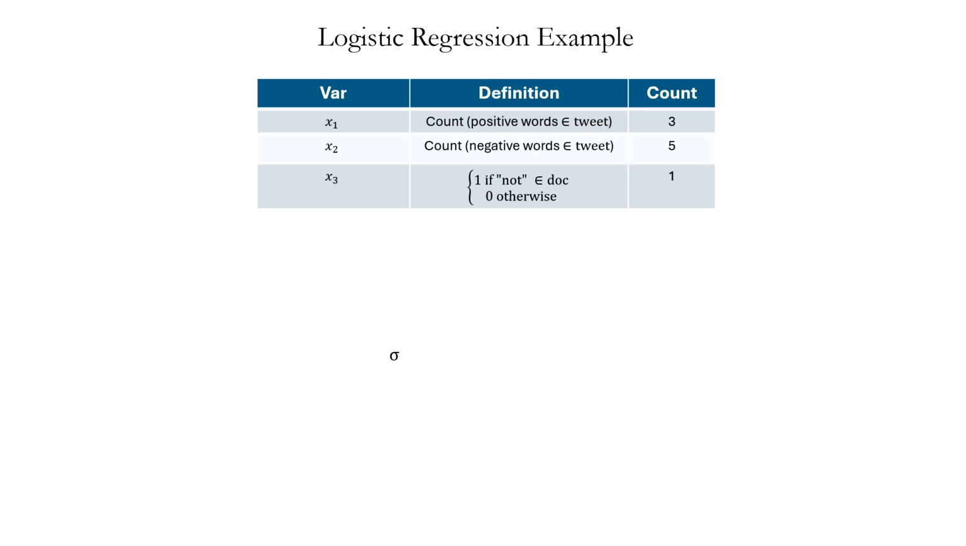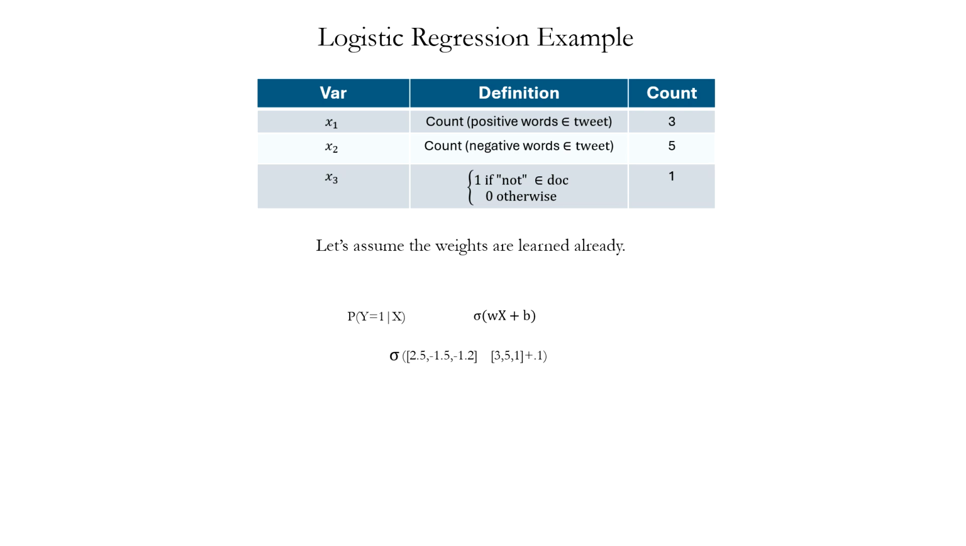We're going to tabulate everything that we've done and shown earlier, right? With the count of positive words, we have 3. Count of negative words is 5, and then the indicator variable is 1, which was not in the doc, and 0 otherwise. Let's assume that the weights are learned already, okay? So we have P(y = 1 | x) = sigma(wx + b), and then we put that into this function, right?